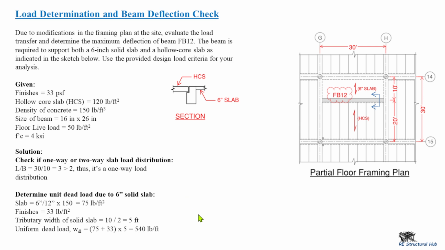Then the uniform dead load, just combine this 75 slab and the finishes 33 pounds per square foot. We have 75 plus 33 times 5, that would give us 540 pounds per foot. That's a uniform load due to the solid slab.